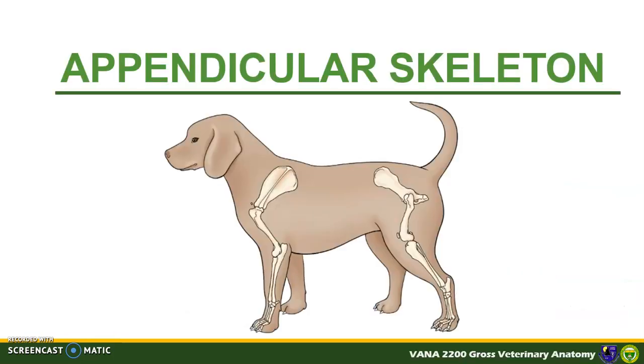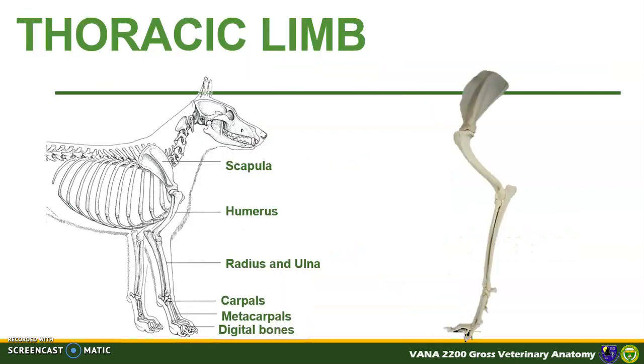The appendicular skeleton is grouped into two: the bones of the thoracic limb or front limb, and the bones of the pelvic limb or hind limb. The bones of the thoracic limb include the scapula, humerus, radius, ulna, carpals, metacarpals, and the digital bones. In this presentation, we will discuss them one by one.